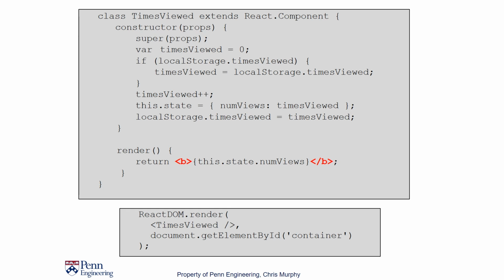Then we have the render function for timesViewed. The render function will return some text in bold, and it will return the numViews variable from the state. That is, we can access this component's state using this.state. State is an object, and one of its properties is numViews, and this will return the number of views, which we set here in the state.